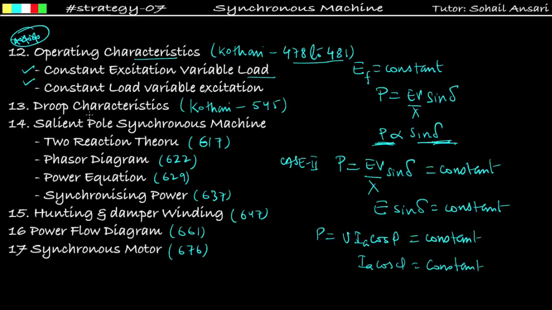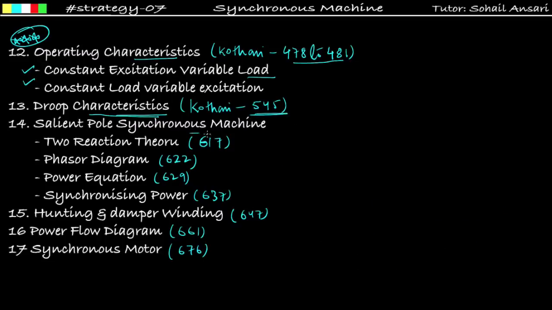Now the 13th point is group characteristics. This is very easy and also important from GATE point of view, and the concept has been given in page number 545. Now talking about the salient pole synchronous machine, I have already explained what the salient pole synchronous machine is. The air gap will not be constant in a salient pole synchronous machine, so the reactance can be resolved into two categories, that is X_d and X_q, and that is known as the two reaction theory. So go through page number 617, page number 622, and page number 629 of P.S. Bimbhra. You will get the concept of the salient pole synchronous machine.